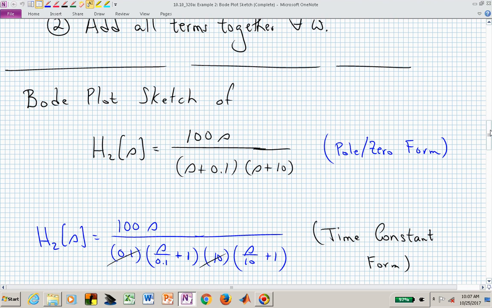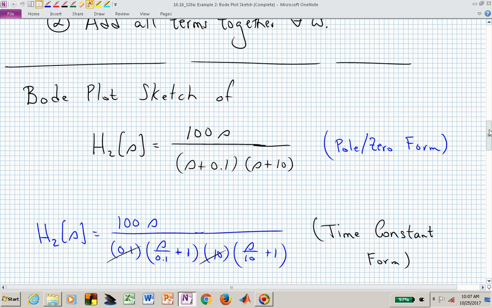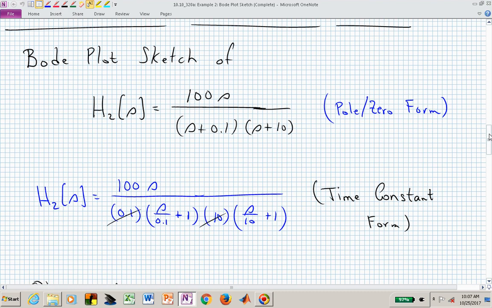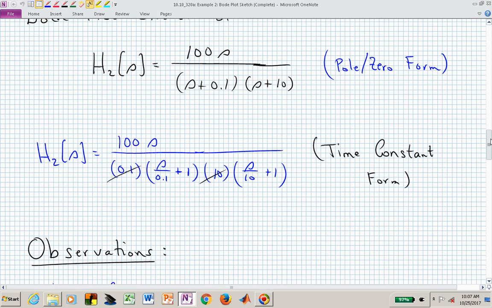Here's our pole-zero form for the transfer function. We can factor out the constants that are not equal to 1 yet, and so now we have our two pole factors in time constant form, and the entire transfer function is now in time constant form. In this particular case, the 0.1 and the 10 nicely combine when multiplied to equal 1, so we still have a gain of 100 in the numerator, and we have our zero at the origin.